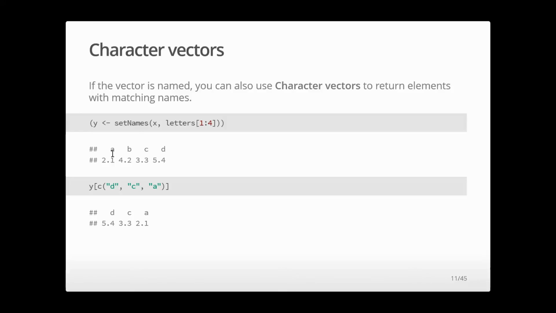And if the vector is named, you can use character vectors to return elements with matching names. Here we're going to create y as x, but it now has names a, b, c, and d. And we can subset y using characters. Give me d, c, and a, and it returns them in that order.